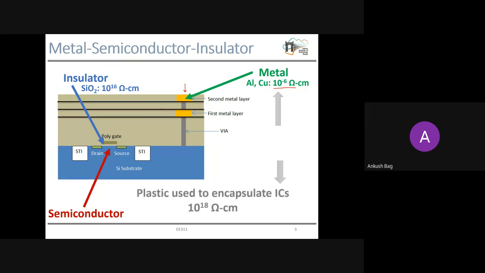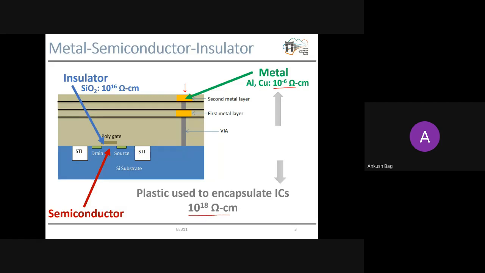Now again, to encapsulate this overall IC, you might have seen, at least the fourth year students, in your lab, inside your electronic devices, that black color plastic encapsulated device or integrated circuits. That plastic is once again an insulator, which has a resistivity of the order of 10 to the power 18 ohm centimeter.